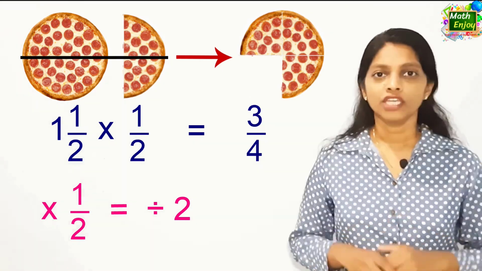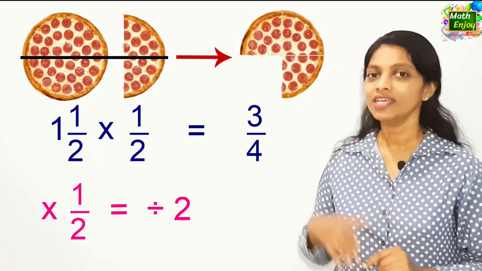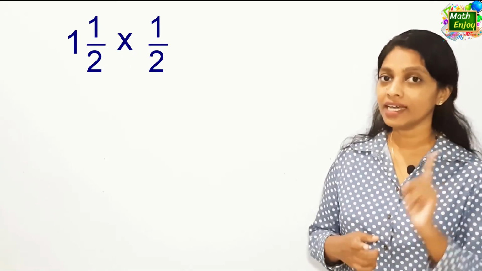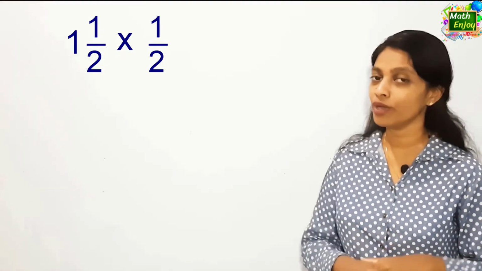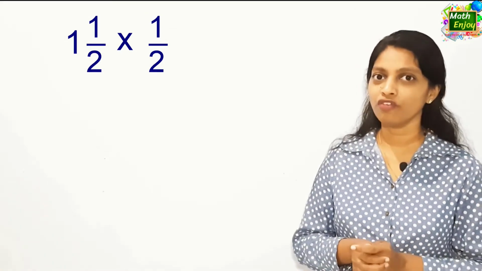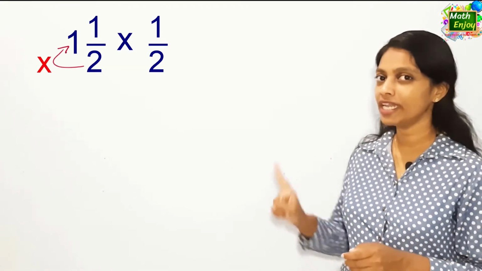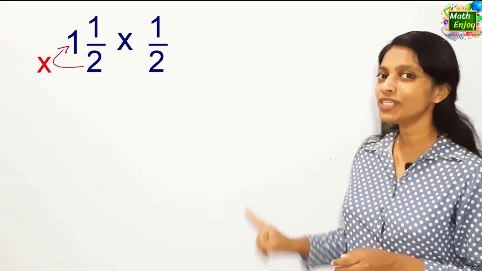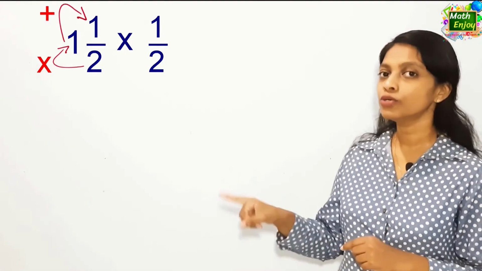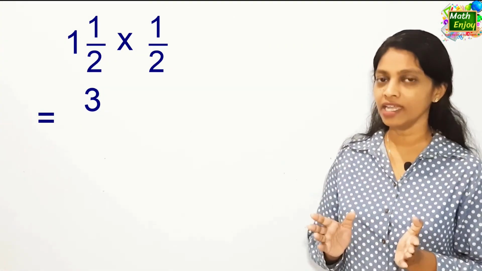Yes, we can. If you are given mixed numbers to multiply, first you have to convert these mixed numbers into improper fractions. So first I will convert 1 and a half into an improper fraction. We learned converting mixed numbers into improper fractions in this video. First you have to multiply the denominator by the whole number. 2 times 1 is 2. Then you have to add the numerator. 2 plus 1 is 3. Numerator of the improper fraction is 3.